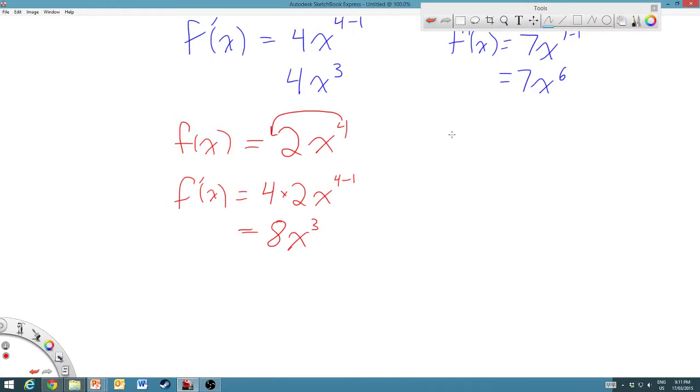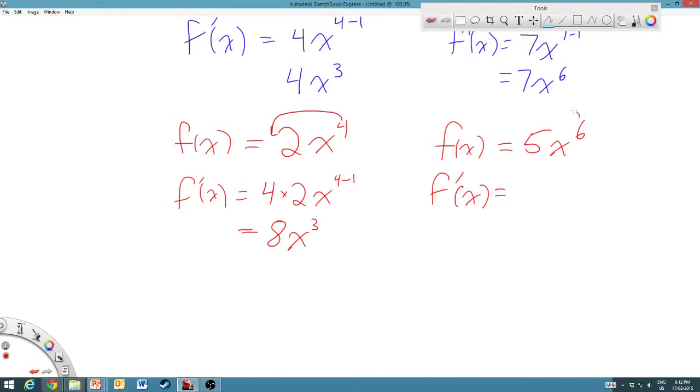Okay. So let's try another one. So f of x is equal to 5x to the power of 6. Okay. Take a moment and try it for yourself. You could even pause the video if you want.